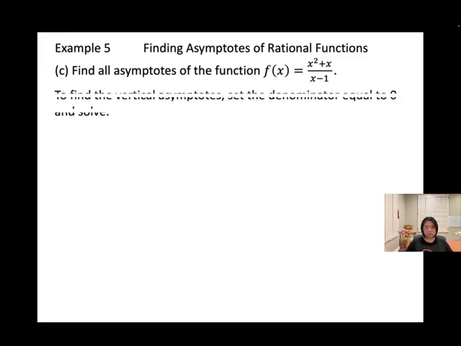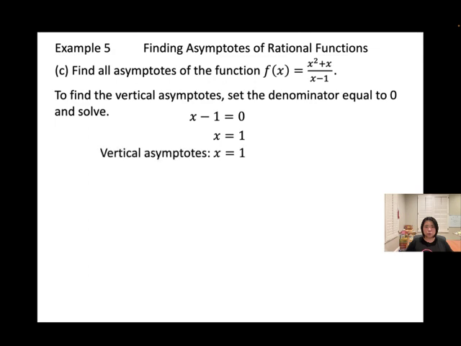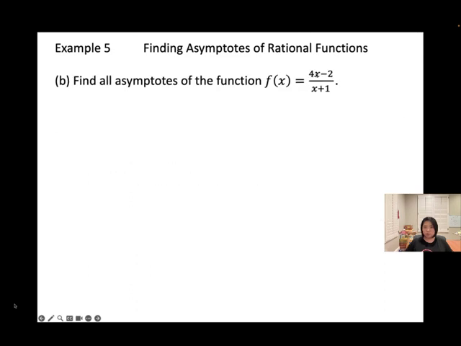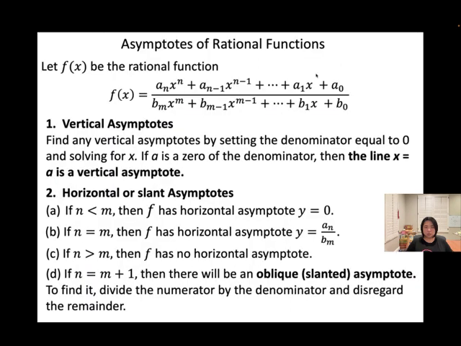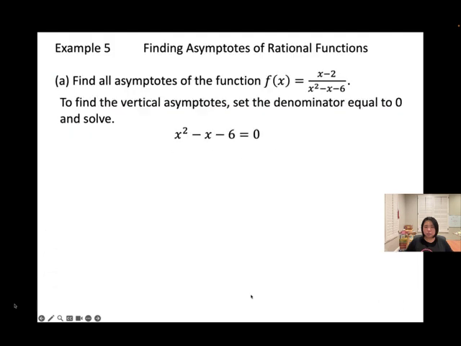Okay, C, x minus 1 equal to 0. So x equal to 1, that will be the vertical asymptote. And then n is equal to 2, m is equal to 1. Okay, remember, we go back here. When n is equal to 2, m equal to 1, so if we fulfill the case D here, n equal to m plus 1, then there will be a slant asymptote. Okay, so what we're going to do, we're going to divide the numerator by the denominator.